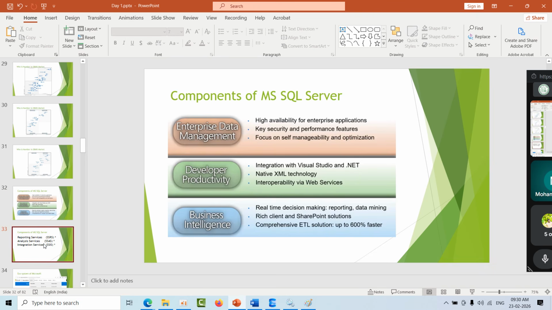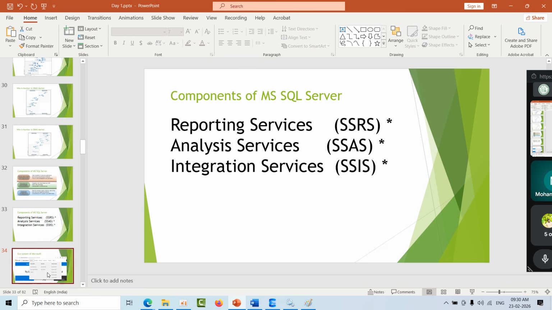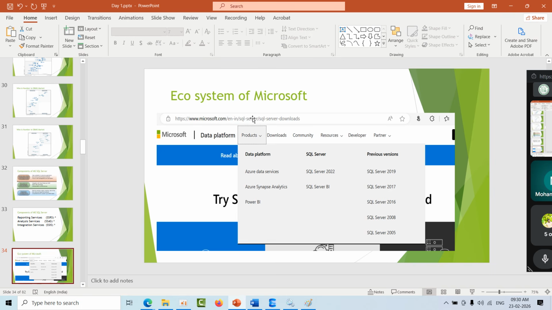Along with the SQL Server, we have other components. SSIS is there, SSRS is there, SSAS is also there. Now if we see here, ecosystem products. If you get addicted to Microsoft, they don't allow you to go outside, meaning for other products. Why?